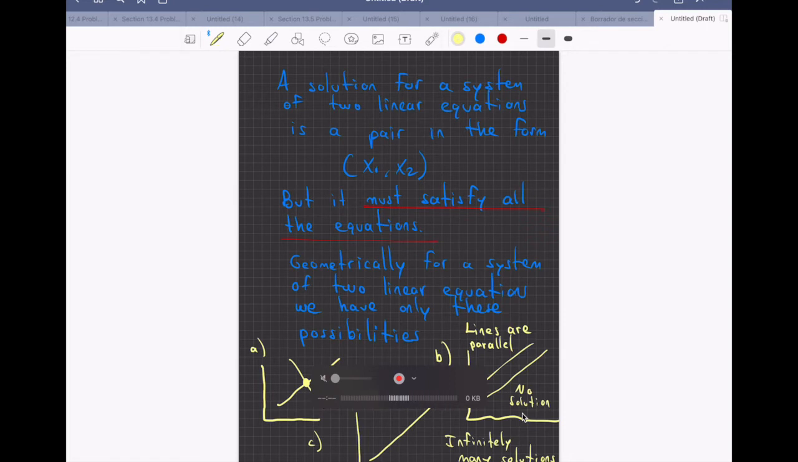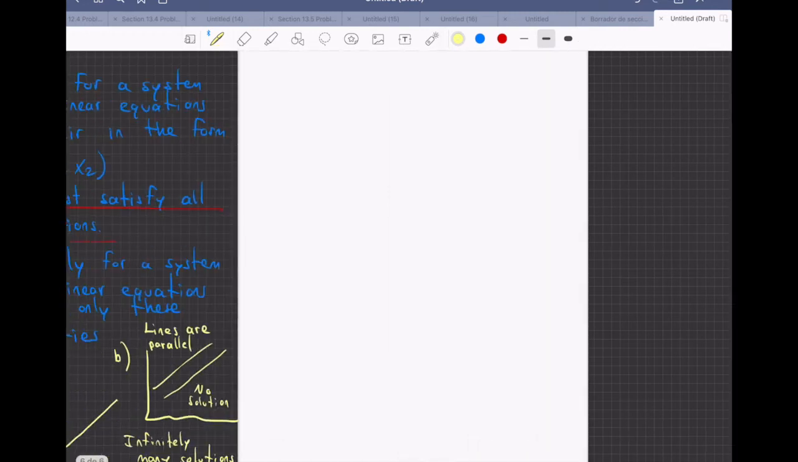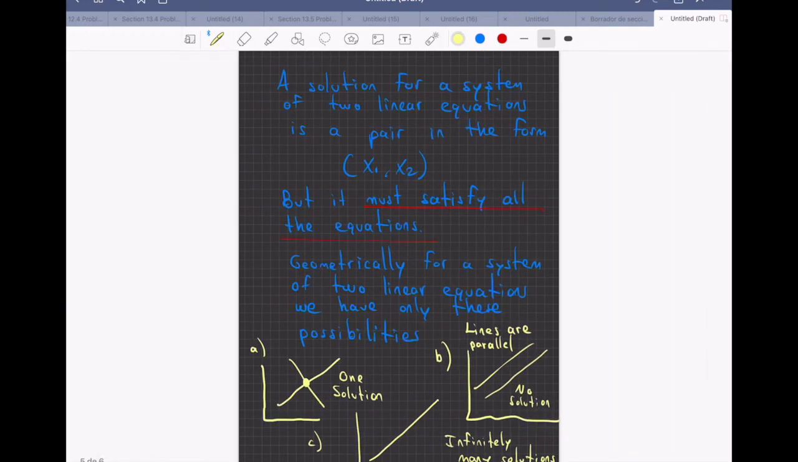infinitely many solutions. So we can have only these cases. That okay? For a system of two linear equations. By the way, some of the exercises on the first homework for this section is that you have to verify graphically the solutions. You already know that these are the only possibilities, right?